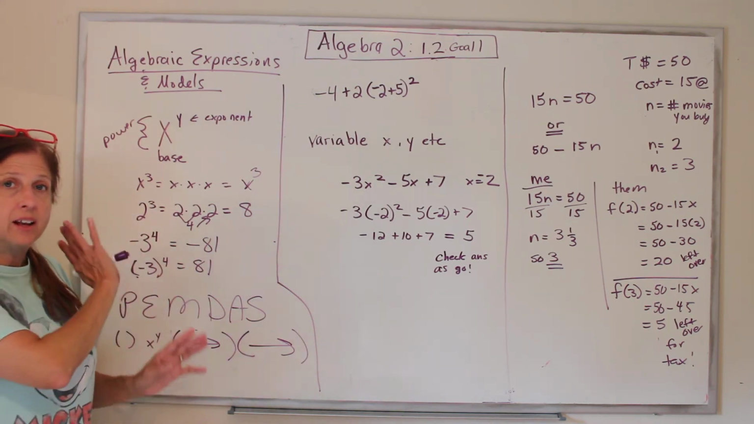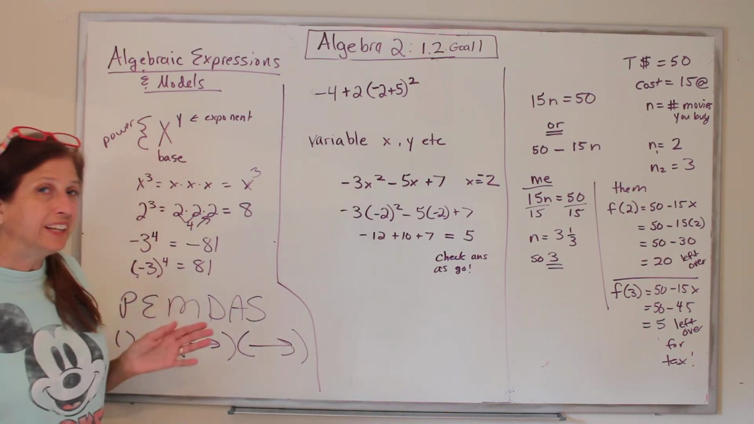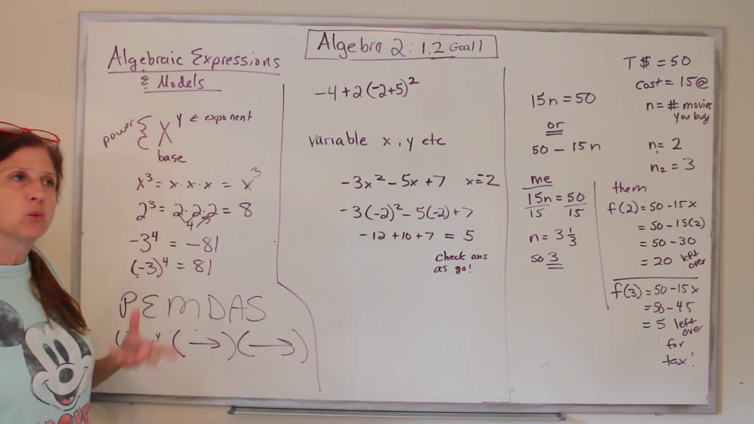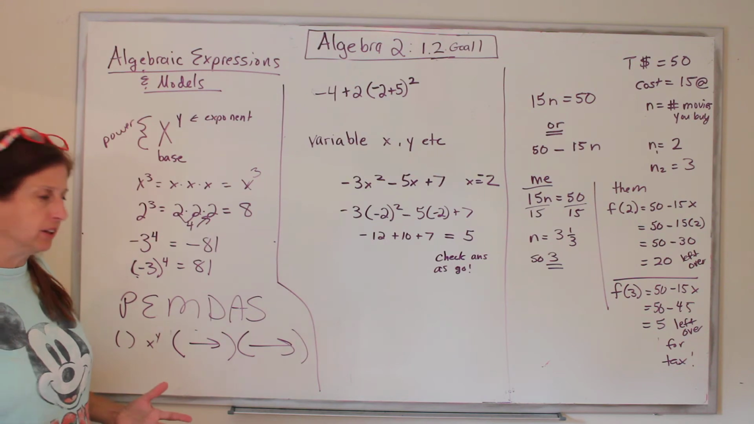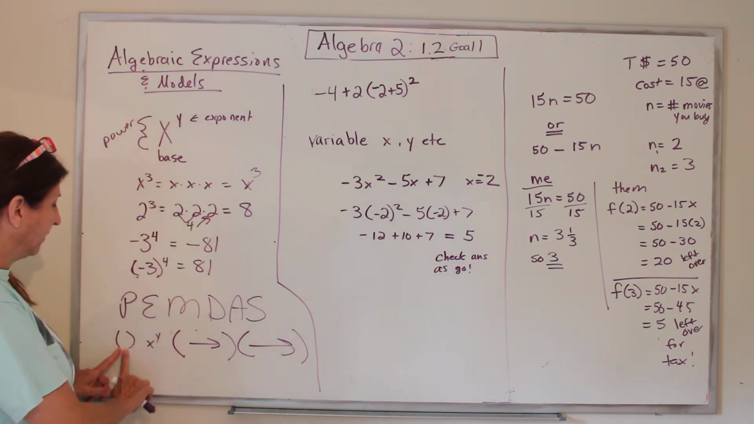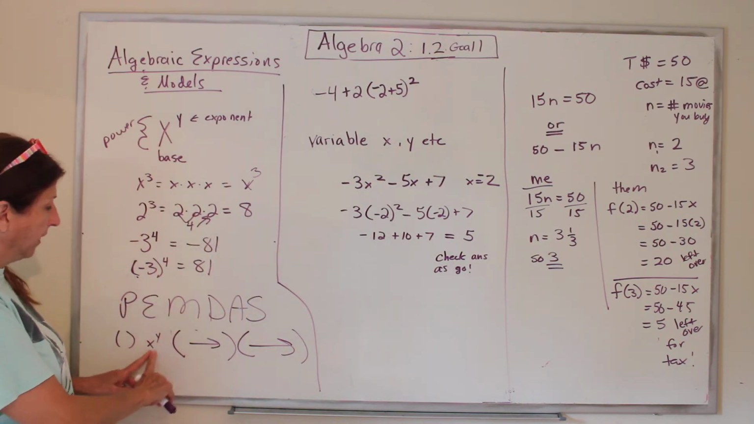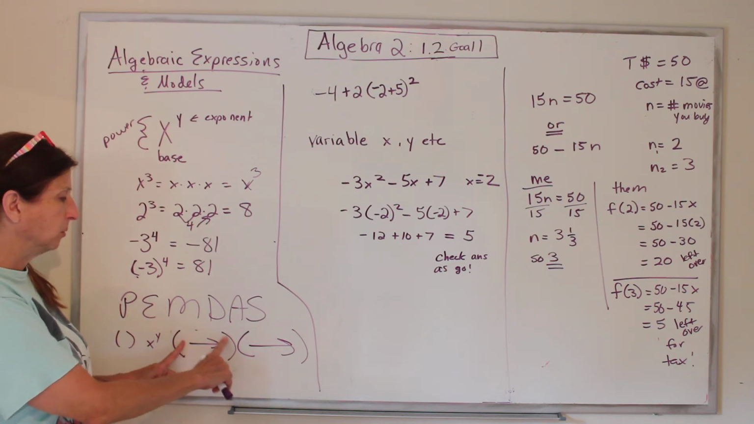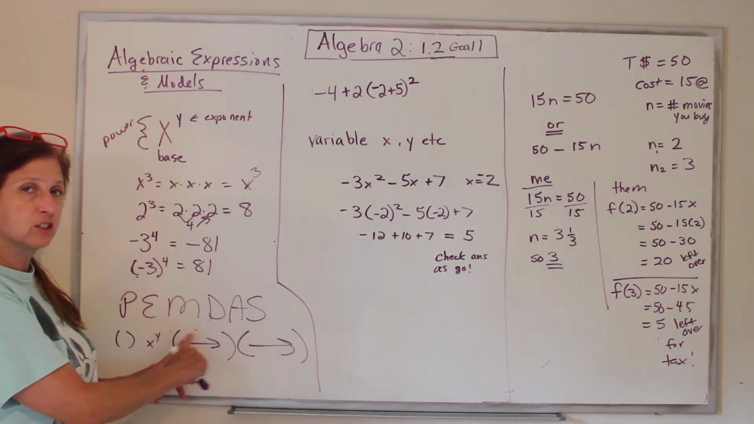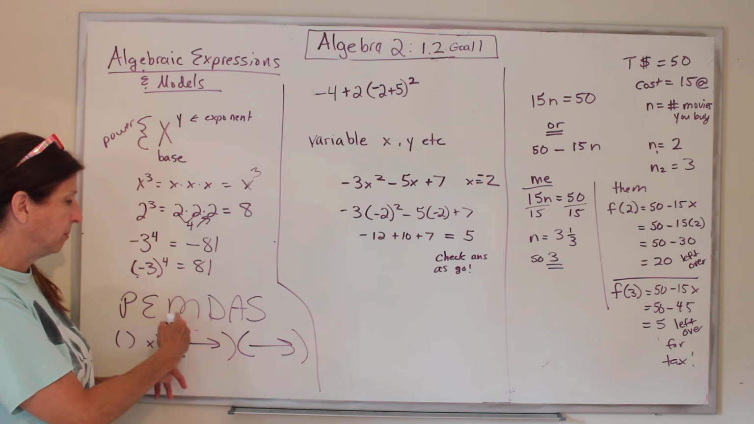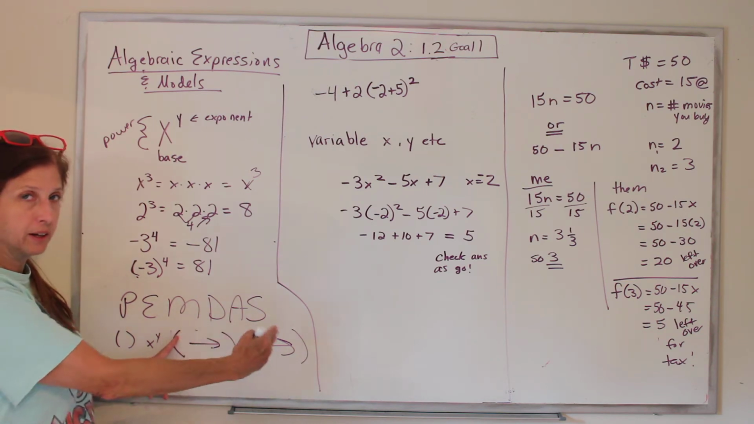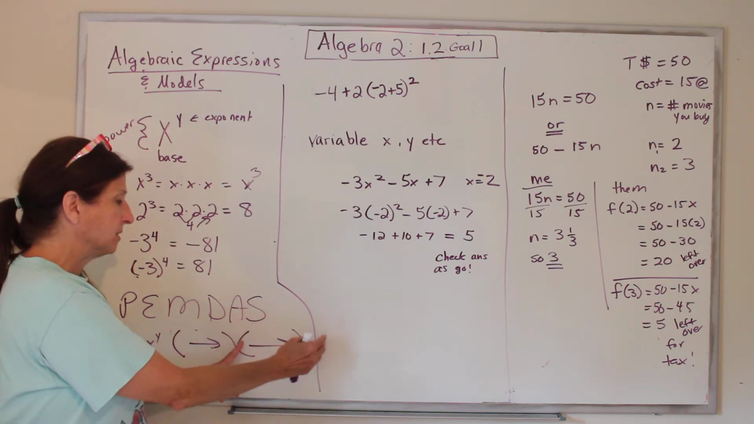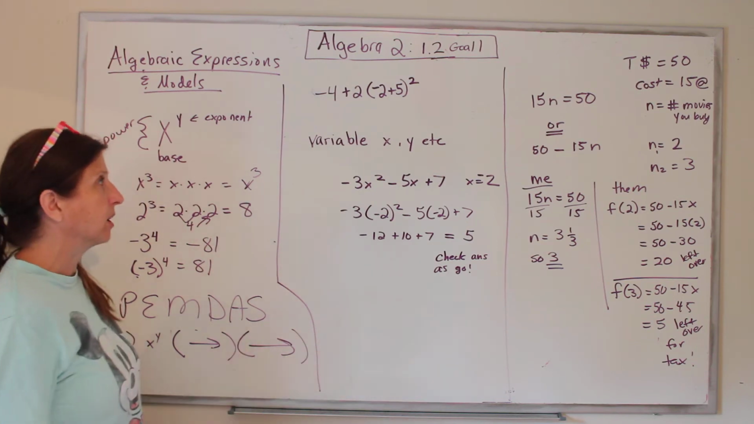But other than that, this is not something we really do in upper level math because we have other clues that let us know what to do first. But this is how it works. Anything in parentheses you do first, then exponents. Then you do multiplying and dividing from left to right, whichever comes first. It could be like divide, multiply, multiply, multiply, divide. And then you do adding and subtracting from left to right, whichever comes first.